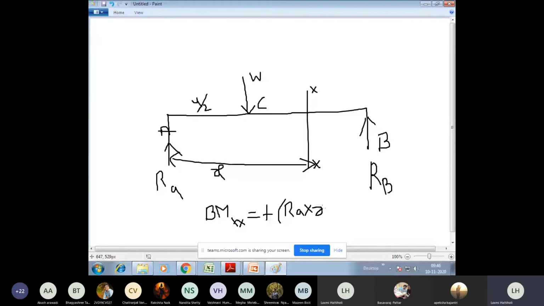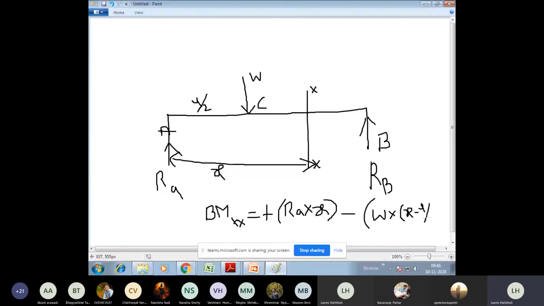Next, W. What about W? Forget RA now. Just apply W and imagine this XX as a fixed support. Whether it is hogging or sagging bending moment? Hogging, so minus. Very correct. Now, can you tell me what's the distance between C to XX? Not L, it is X minus L by 2. Very correct.